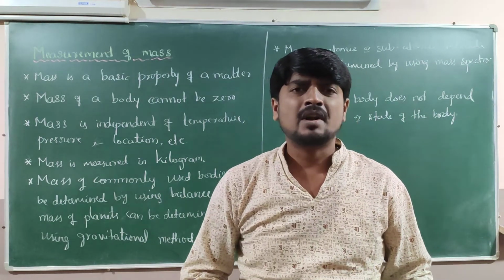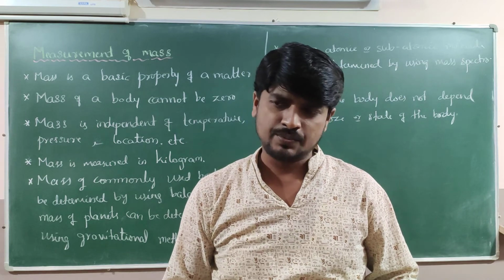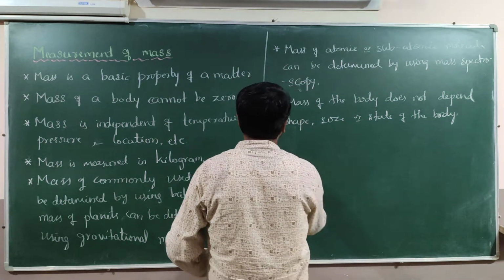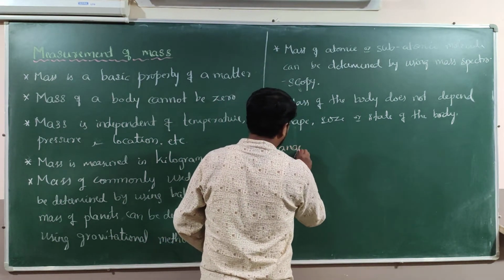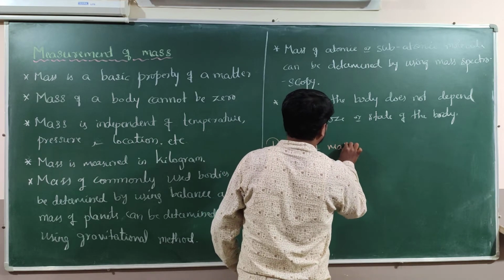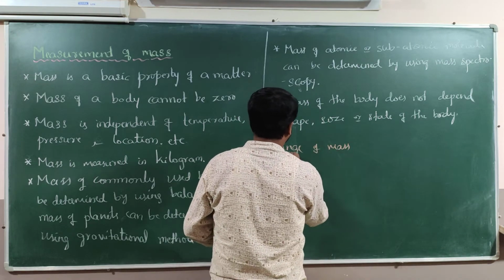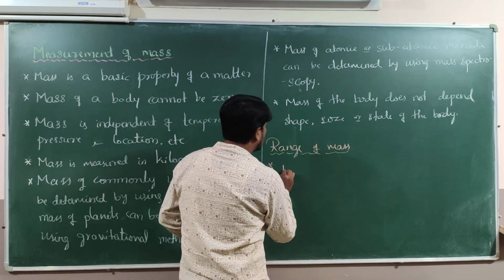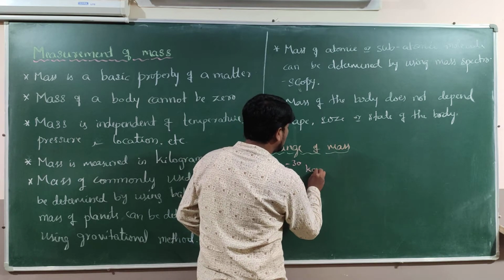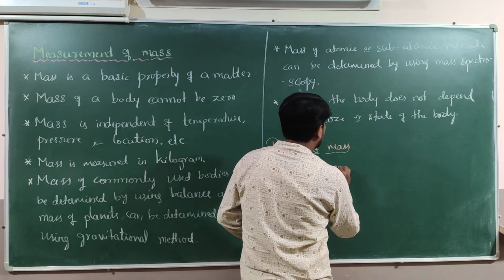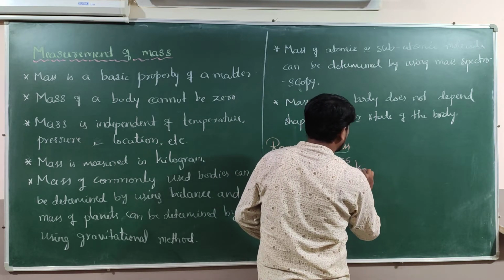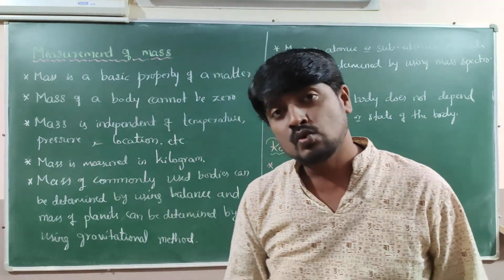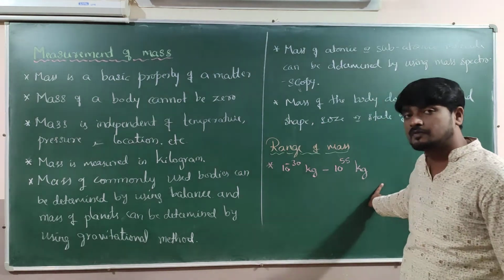These are some important points related to the mass. If we calculate the range of mass, till date calculated, it is of the order 10 raised to minus 30 kg to 10 raised to plus 55 kg. You may be surprised with the value. What is meant by 10 raised to minus 30 kg to 10 raised to plus 55 kg?